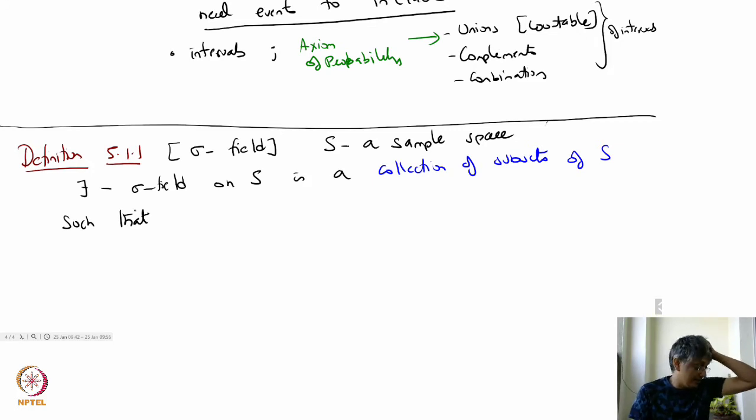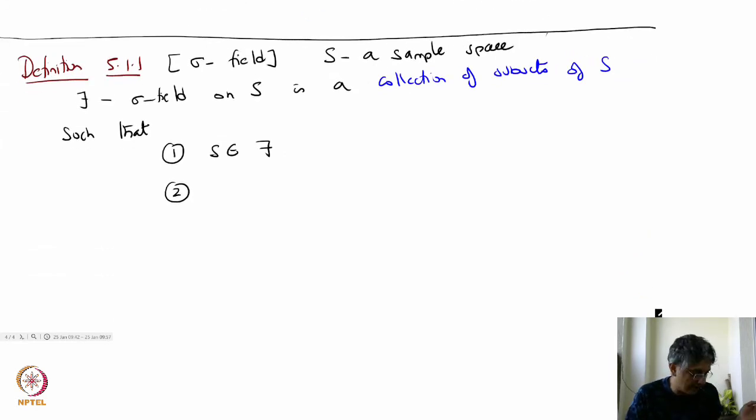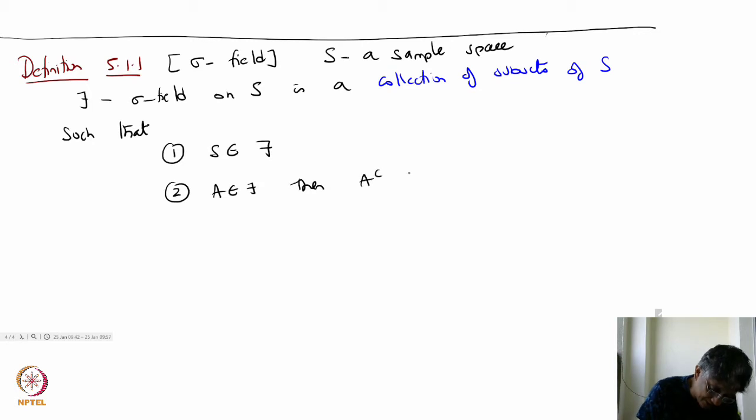three things happen. One is that you need S to be there, right? So in the sample space, you need S to be an event. S has to be in F. The second thing is, because we have the probability of an event happening, the probability of the event not happening should also be there. So that means if A is in F, then A complement has to be in F. That condition we will have.